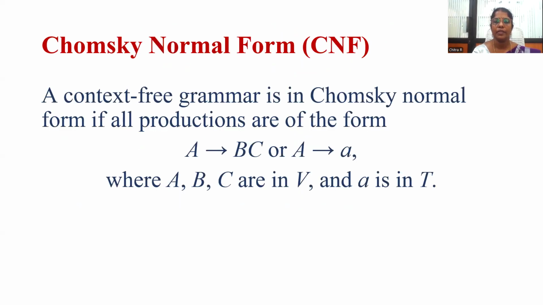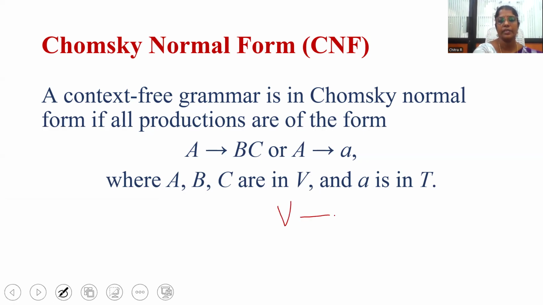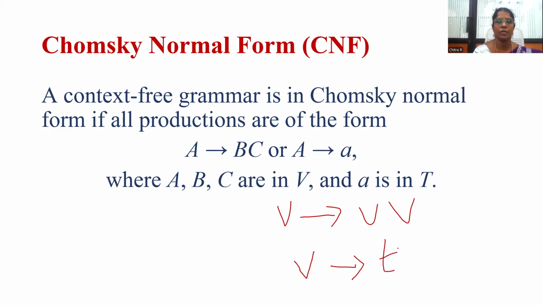normal form. A grammar is said to be in Chomsky normal form if all the productions are in the form A tends to BC or A tends to a, where A, B, C are variables and a is a terminal symbol. That is, if the grammar is in the Chomsky normal form, then all the productions are in the form of a variable tends to two variables, or a variable tends to a terminal. Our aim is to convert all the given productions into this format.